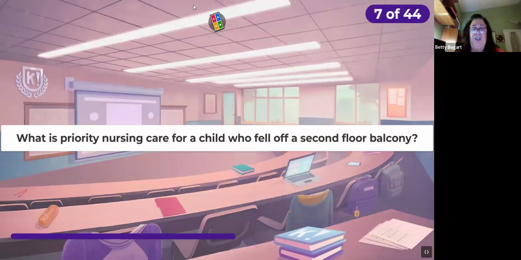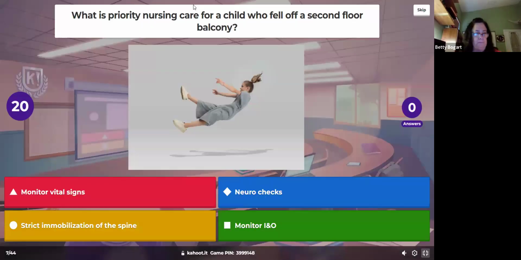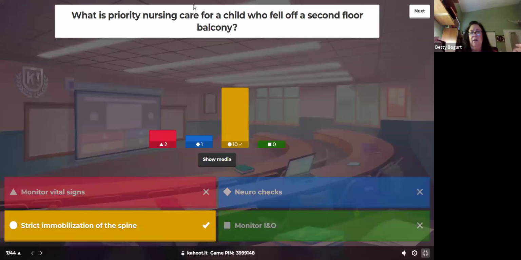What is priority nursing care for a child who fell off a second floor balcony? You know, believe it or not, in my career, I had 3 children, like age 2-ish, fall off a second floor balcony. They went out to the balcony, got on a chair and a table, and they fell off. And they were brought in. What is our concern about these sort of injuries? It's all about immobilizing the spine. You don't know. They could come in moving everything and no complaints, but they could move a weird way and they could be totally paralyzed. So again, your priority on anything that could affect the spine is that strict immobilization.